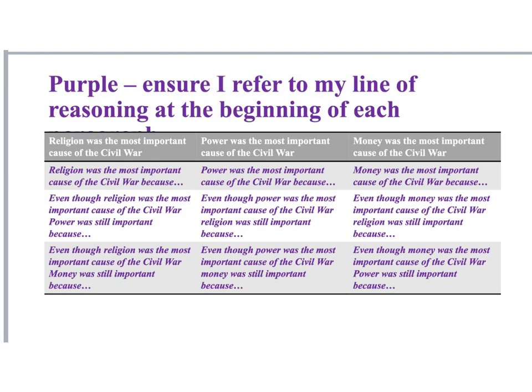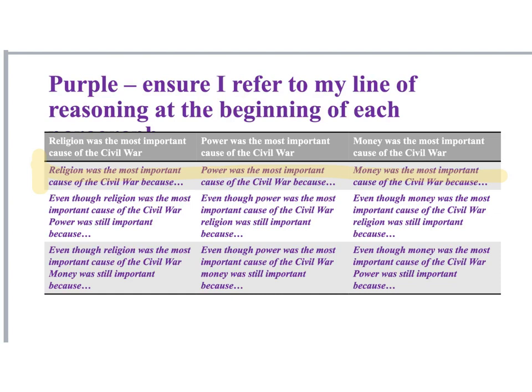Before you start this, you need to think to yourself, which is my argument? If you're religion, you're going to be down this area. If your argument is power is the most important, you're going to be here. If your argument is money was the most important, you're going to be here. What you've probably done is made quite a good job of the top bit, whichever your argument is. You've probably said at the beginning that religion was the most important cause in your religion paragraph, or if you've done power, you've said power was the most important cause and then started telling me about power. Or similarly for money.